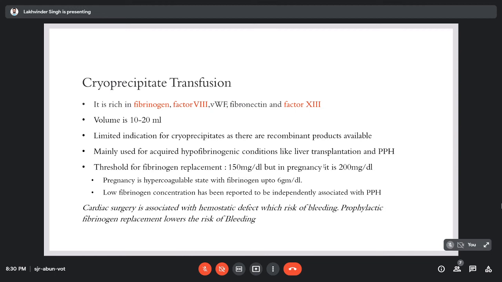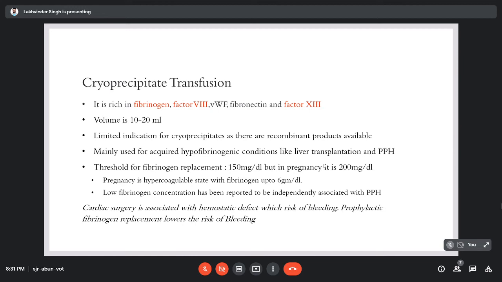Because the normal range of fibrinogen is 200 to 300 milligram per deciliter. And once bleeding starts, the person loses 20-30% of blood, then the fibrinogen level goes down to 100 milligram per deciliter, which becomes an indication for fibrinogen transfusion.